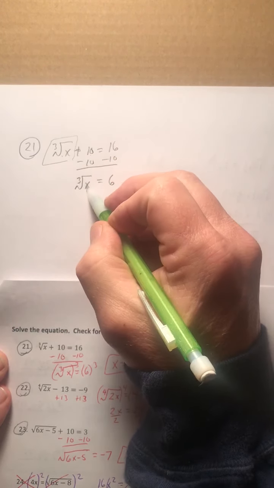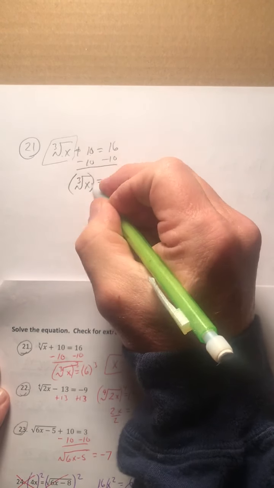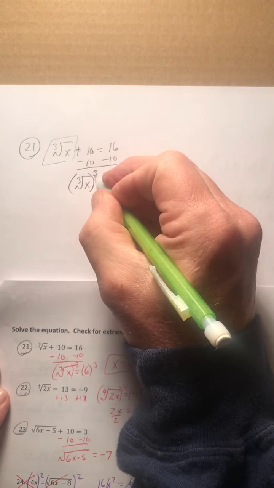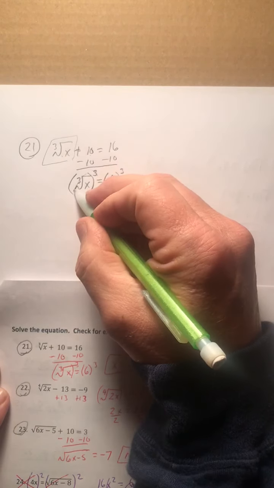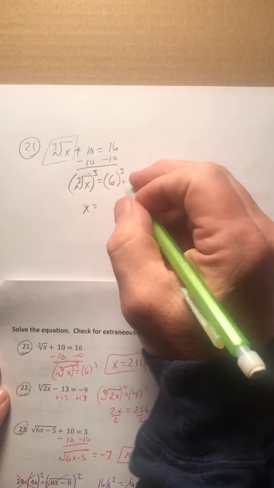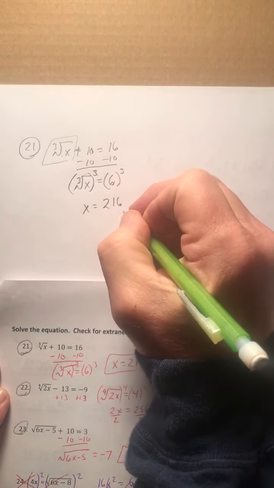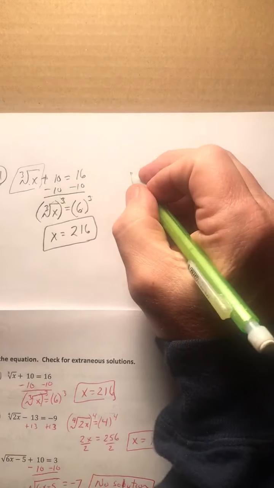Now we got to get rid of the third root. The opposite of third root is third power. So I have to cube this. And again, whatever I do to one side, I have to do to the other side. So this cancels out that, and I get x equals 6 cubed, and 6 to the third power is 216. All right, 22.